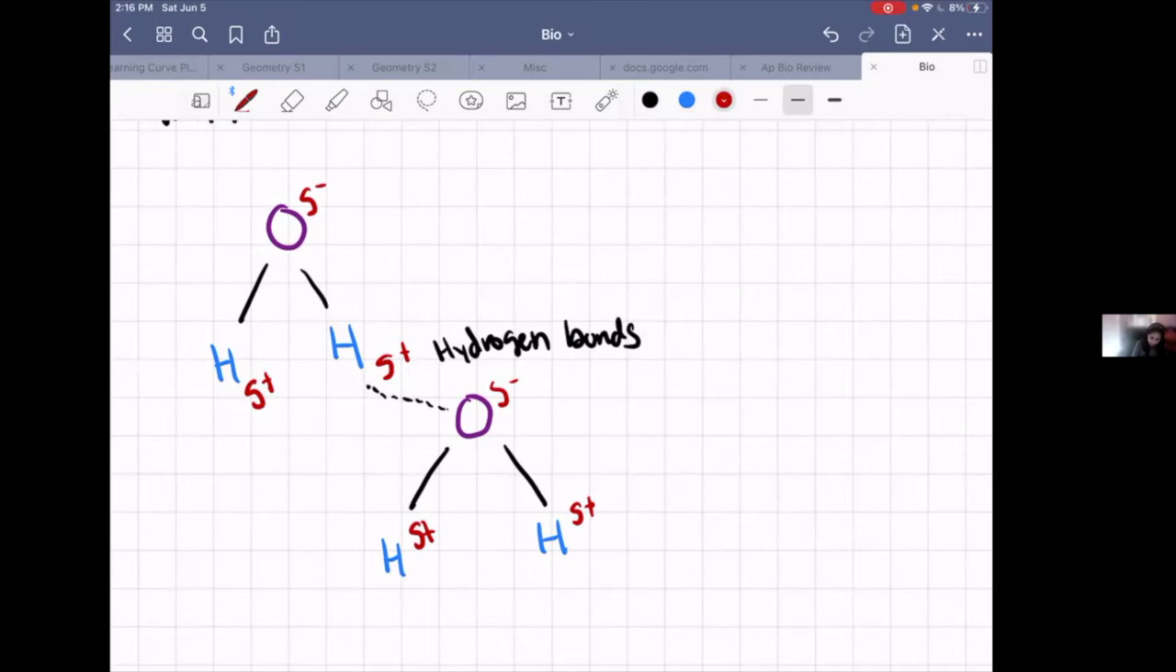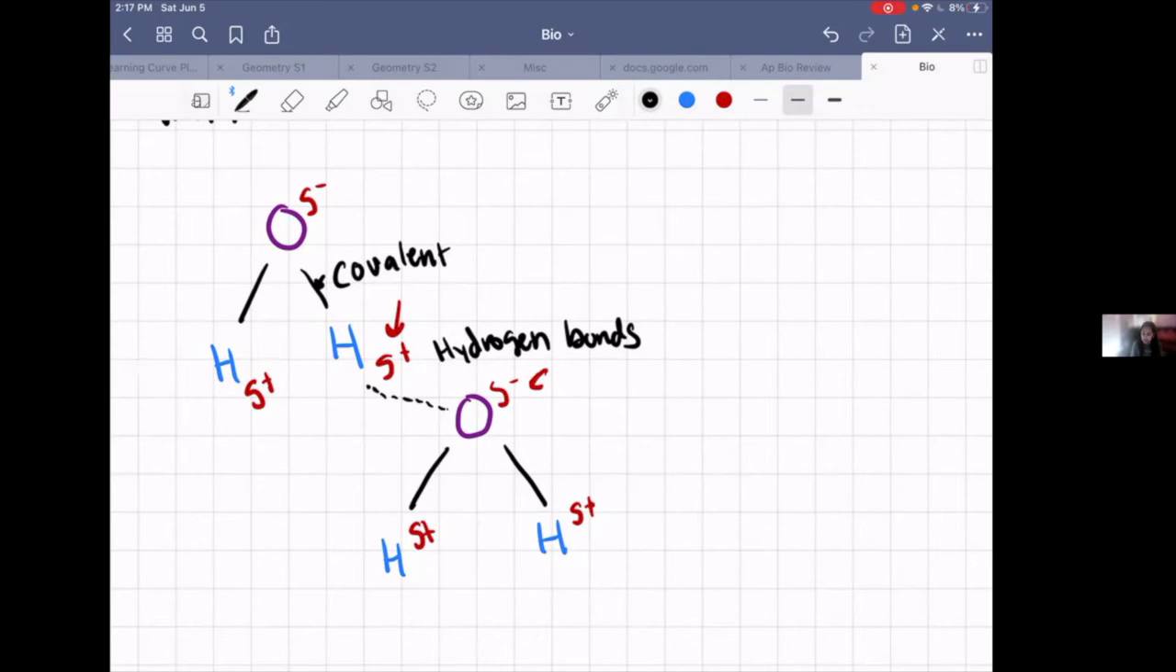And the reason it's able to do that is because this positive charge and this negative charge are attracted to each other. So they're able to bond together. And these are actually the weakest types of bonds compared to covalent bonds, which are right here, which are the strongest types of bonds.